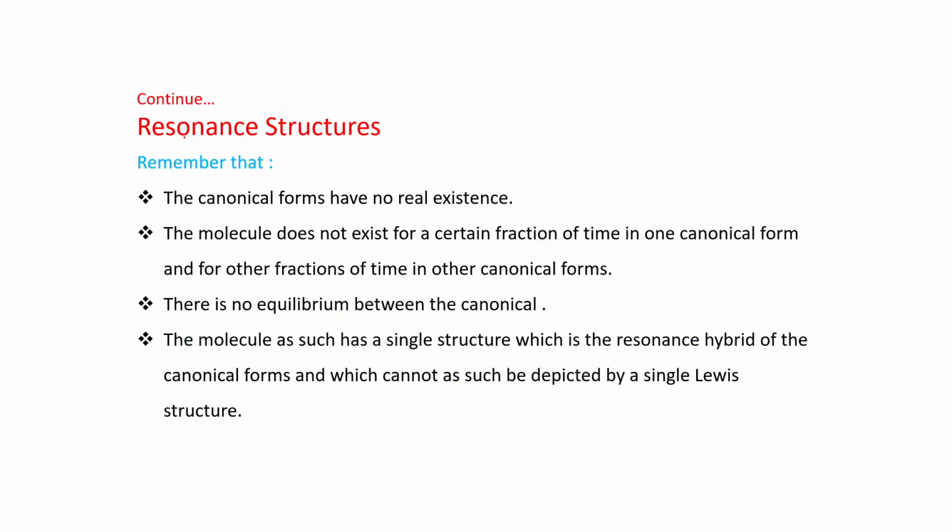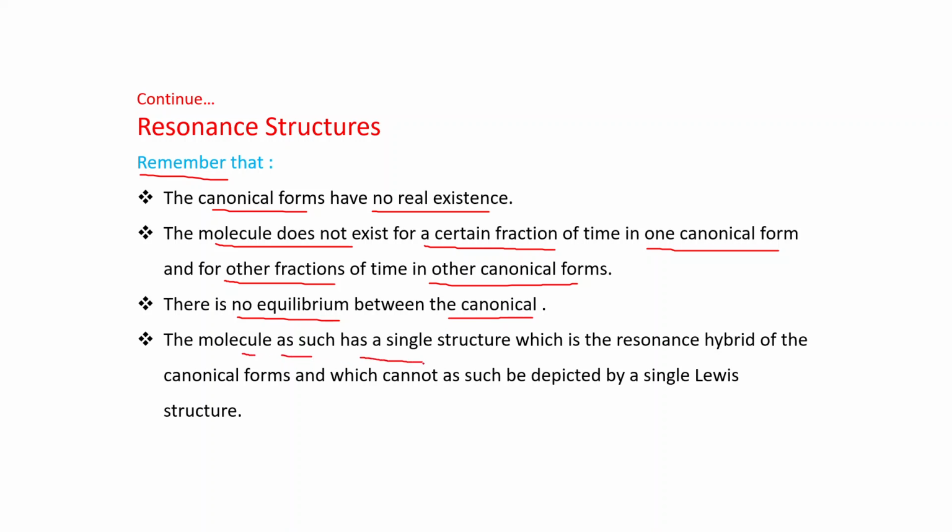When you consider the concept of resonance, remember that the canonical forms have no real existence. The molecule does not exist for a certain fraction of time in one canonical form and for other fractions of time in other canonical forms. There is no equilibrium between the canonical forms. The molecule as such has a single structure, which is the resonance hybrid of the canonical forms and which cannot as such be depicted by a single Lewis structure. Okay, students, this is about the concept of resonance.